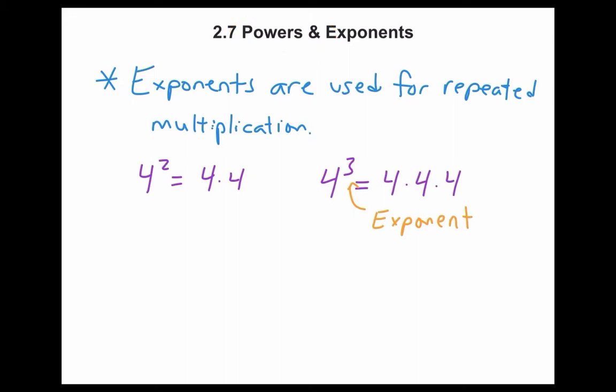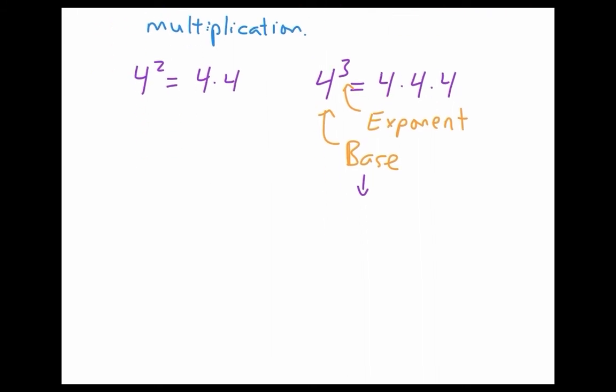But the exponent tells you how many times something is repeated. Then the other thing there, the 4, that's going to be our base. So this is the base of the exponent. And the base is going to be what's repeated over and over again. I'm going to make a comment: the base is what's right before the exponent.